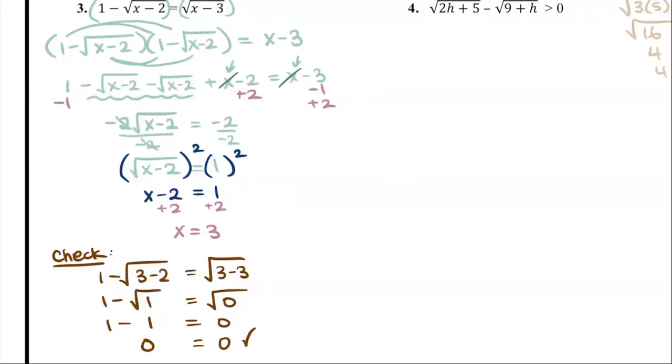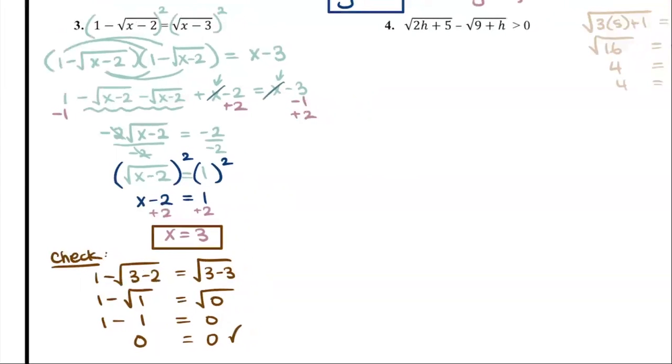So what's your final answer, Jaden? 3. Good. All right, guys, that is our final answer. Nicely done. X is equal to 3. Checked it. Worked out. We know we're good. Awesome. All right, let me take a pause. Any questions on that one?